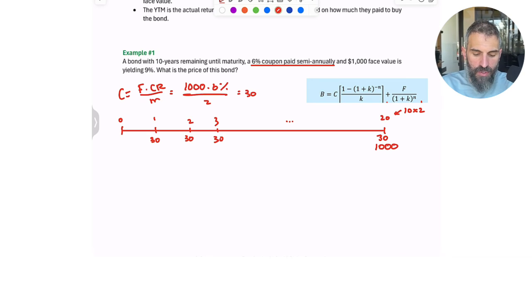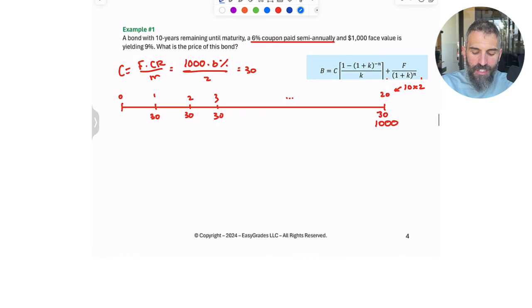So put yourself in the shoes of the investor. Now you know, if I buy this bond, every 6 months, I'm going to get $30. And at the end, I'm going to get $1,000. The question is, how much are you willing to pay for this bond? The bond is yielding 9%. So your K, or your R, depending what you like to use, you're going to take that yield to maturity and divide it by your frequency. So if it's 9%, we're going to do 9% divided by 2. So we'll use 4.5% as our discount rate.